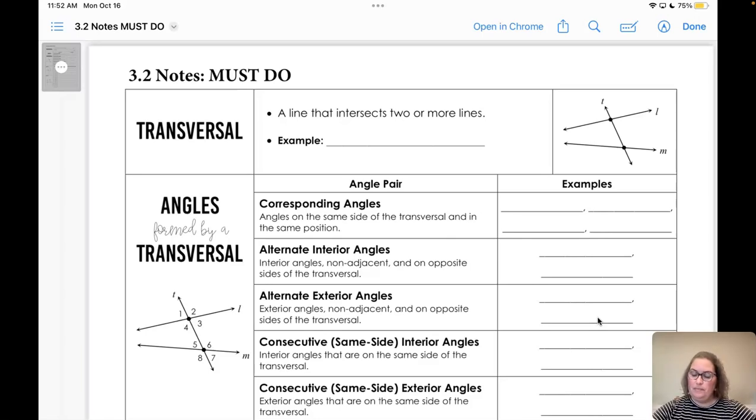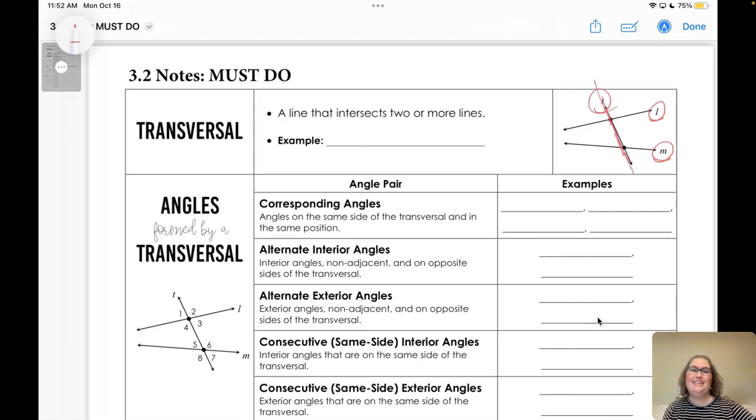So over to your right, you'll see in this picture, we've got two lines, L and M. And there is a line that goes through them. That is line T that I just covered up. So line T is called a transversal. It intersects two or more lines, and we're going to use this a lot with our parallel lines that we talked about. But right now, it's just any kinds of lines. So transversal, a line that intersects two or more lines. So that would be line T, intersects L and M.